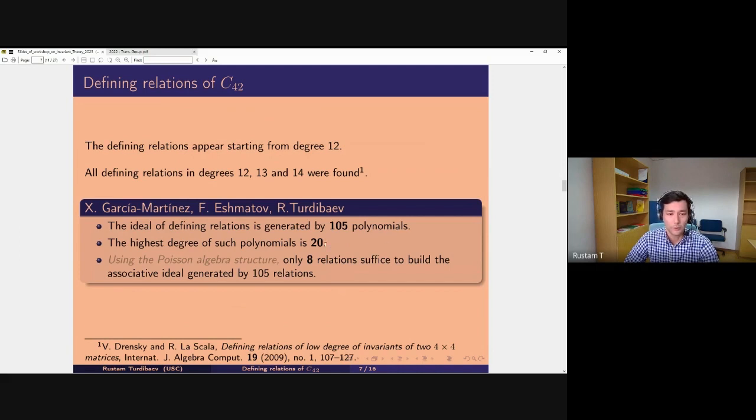And we use this Poisson algebra structure on this algebra of pairs of matrices to be able to recover these defining relations. And once we do that, we find out that only 8 defining relations are enough to be able to generate this ideal of relations using the Poisson algebra structure, which I'll explain in the last slide. So before I talk about what the Poisson structure is here, let me give some applications of this result.